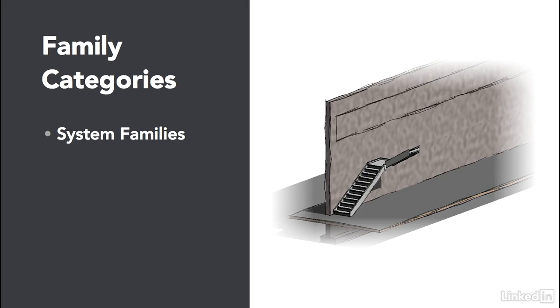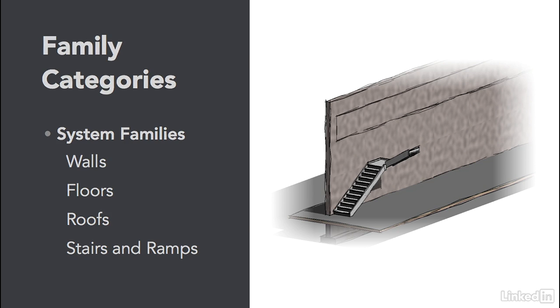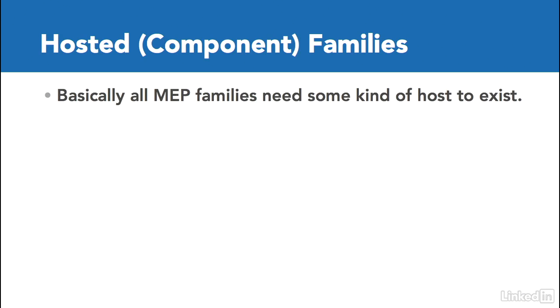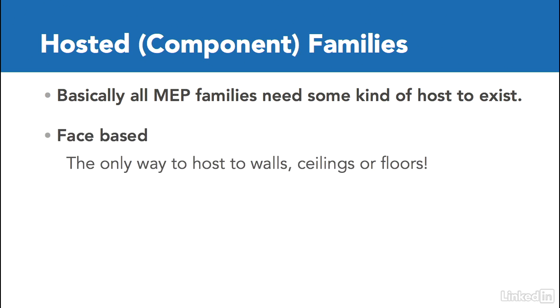Now, a system family can be walls, floors, roofs, stairs or ramps, or anything that's modeled within the actual model itself. To take it a step further, the other kind of family is called a hosted or a component family. Basically, all MEP families need some kind of host to exist. That host is going to be a system or a level. When we create a hosted family in Revit, it needs to be face-based. It's the only way to host to walls, ceilings, or floors.